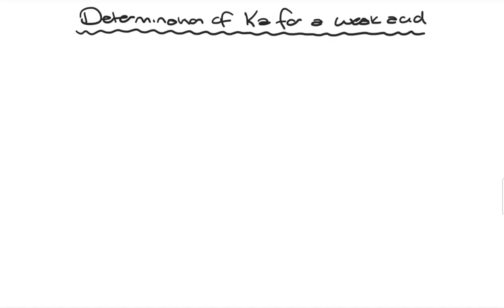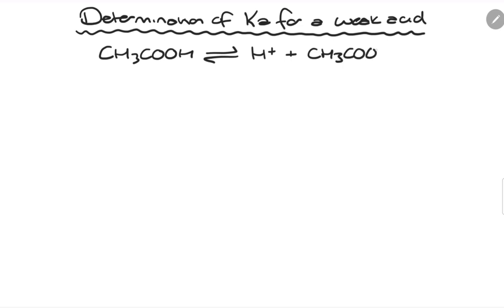Hi and welcome to this next clip in this acid and alkali series. In the previous clip we were using Ka for a weak acid in order to calculate the pH of that acid. Now in this clip what we are going to do is come up with a way whereby we can actually determine what that Ka value is so that we can then subsequently use it in calculations.